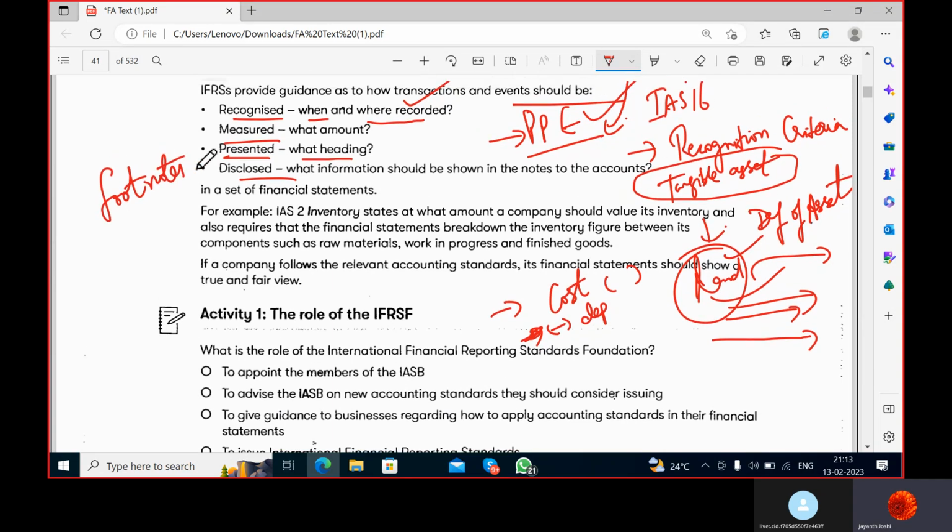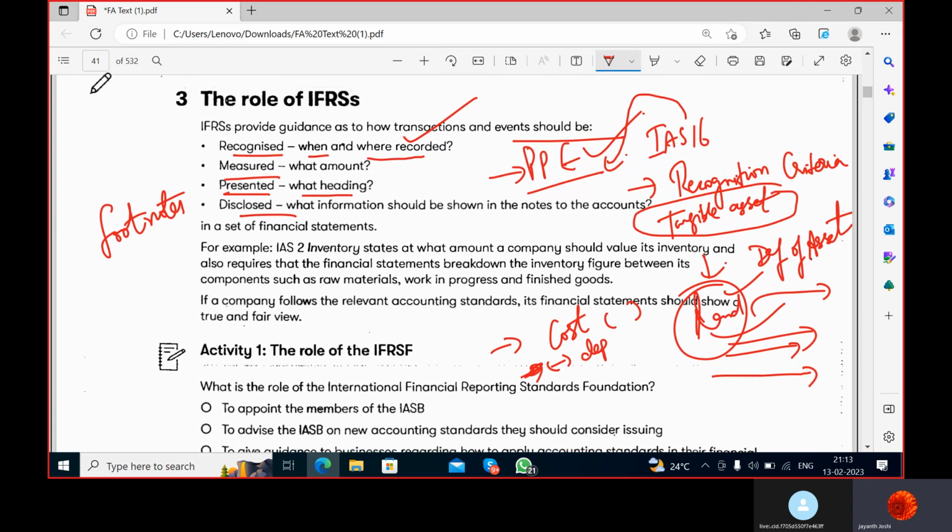What is this footnote? A footnote is nothing but, after preparing the entire statement, there will be a separate section below the statement called notes to the statements. What is that? Notes to financial statements, correct? Yes, sir. Or we call them footnotes. So there we give extra information regarding that asset.